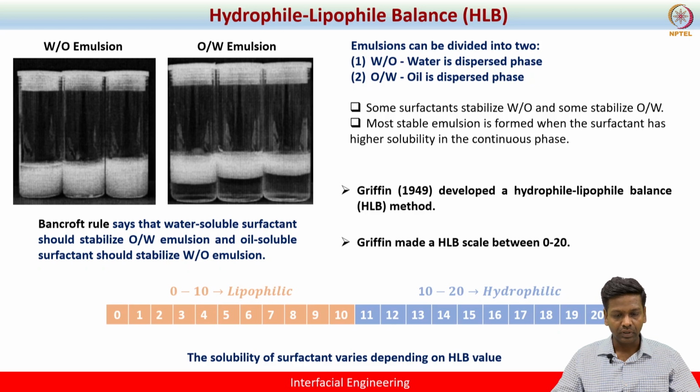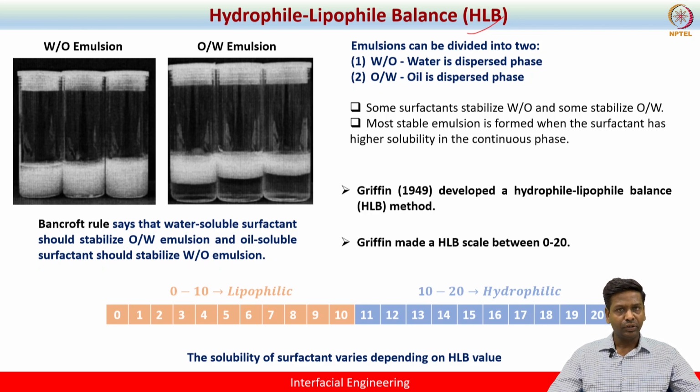So today, in this lecture, we will look at the hydrophile lipophile balance, which is also called the HLB number. This guideline will be very useful when you want to stabilize, let's say, an oil in water emulsion. Sometimes you may be interested in stabilizing a water in oil emulsion. So what decides the type of emulsion, whether it is oil in water or water in oil?